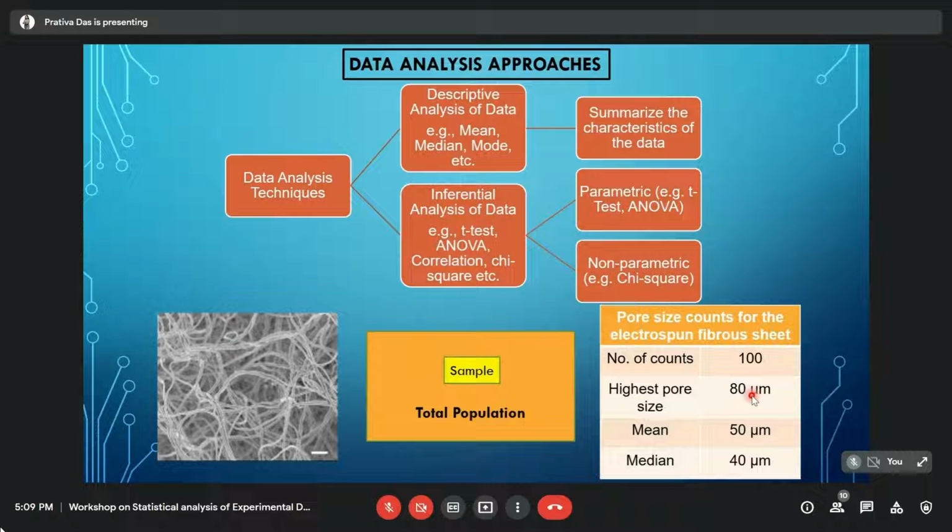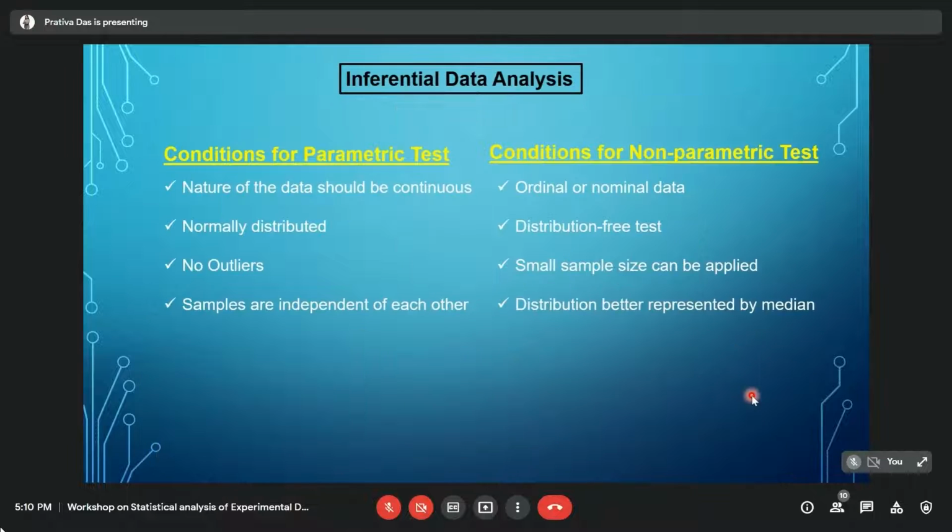So then we need to go for the inferential analysis. The name itself says you want to infer something, you want to conclude something. To conclude something, we need to run an inferential statistical analysis test. This test could be of two types: either a parametric test or a non-parametric test. For the parametric and non-parametric tests, we have some considerations, like which conditions apply when we are going for a parametric test and vice versa.